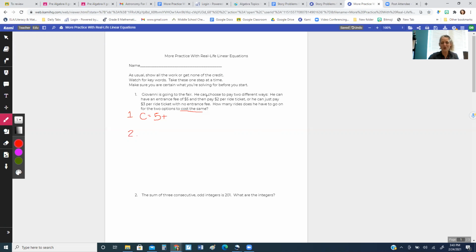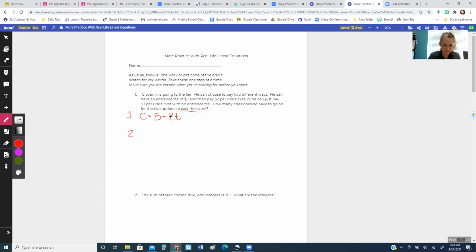He's not going to get a discount, like we're going to take away from your $5. You can't get money back if you go on rides. It doesn't work that way. So we know it's plus. He's paying $5 plus $2 per ticket. So 2 times the tickets. If he gets 3 tickets, it's 2 times 3, which is 6. If he gets 20 tickets, it's 2 times 20, which is 40.